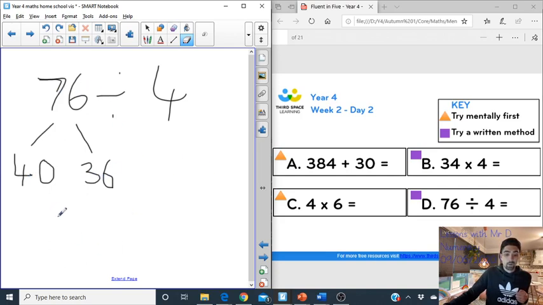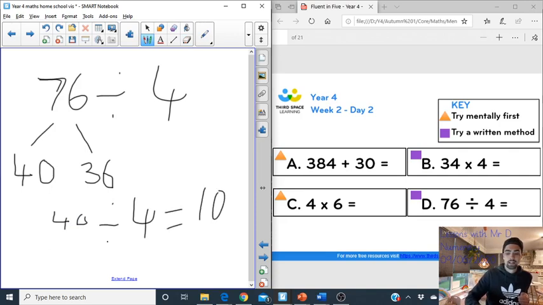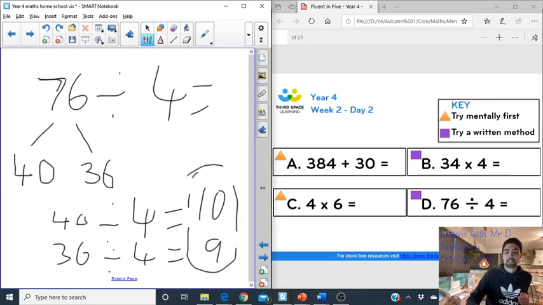So then I can do 40 divided by 4 because I know my 4 times table. And I know that 40 divided by 4 equals 10. And then I know that 36 also goes into 4 9 times. And then I'd add these two together to get my answer, 19.